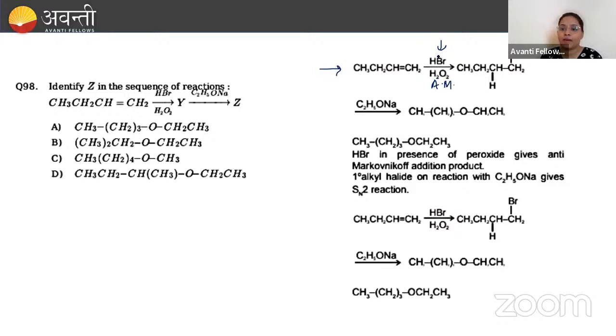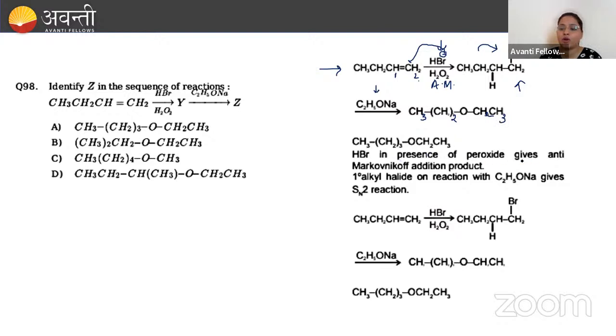What is the meaning of this? H plus and Br minus. So Br is going to go on the carbon of the alkene which has more number of hydrogens. Here there was only one hydrogen on this carbon, and two hydrogens on this carbon, so this Br minus will go to the carbon which has more hydrogens. In this way our bromoalkane is formed. When it reacts with C2H5ONa, there is a formation of CH3, CH2O, CH2, CH3, and this compound.